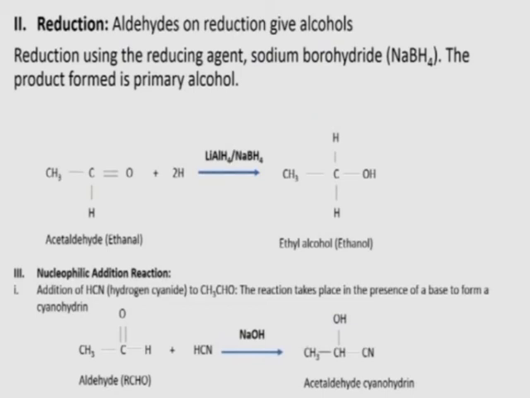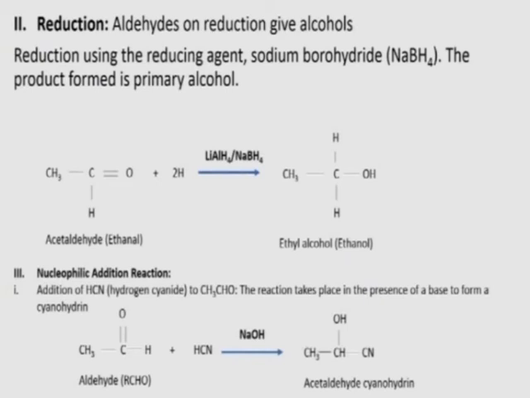And then the third one is nucleophilic addition reaction. Before I go on with the reaction, I would like to talk about what a nucleophilic addition reaction is. So when you say nucleophilic, it is a kind of reaction where the carbonyl carbon which is present actually has a deficit of electrons. Because it has a deficit of electrons, it is highly susceptible to being attacked by cyanide ions. For example, if we are considering hydrogen cyanide, the cyanide ion will attack the carbonyl carbon. And that's why we call it a nucleophilic addition reaction.